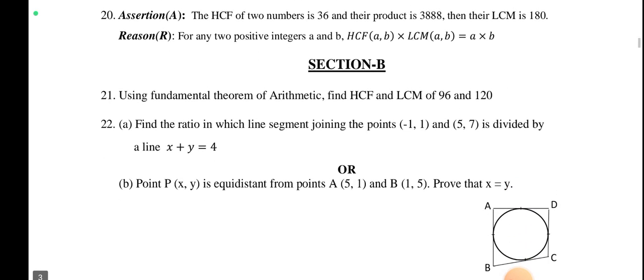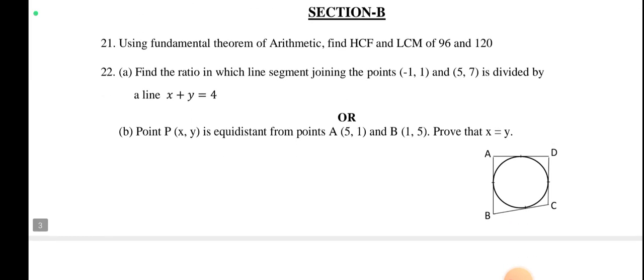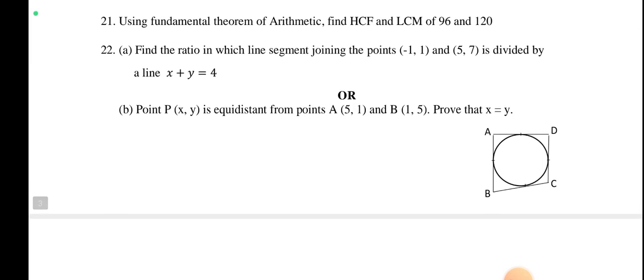Then section B is nice. They are giving a fundamental theorem of arithmetic statement, actually using the fundamental theorem of arithmetic, so you don't need to write the statement. Then question 22 has two things. One is coordinate geometry, finding the ratio. Another one is proving. So we have this diagram, children.